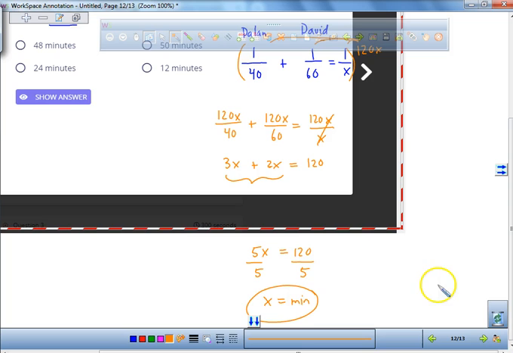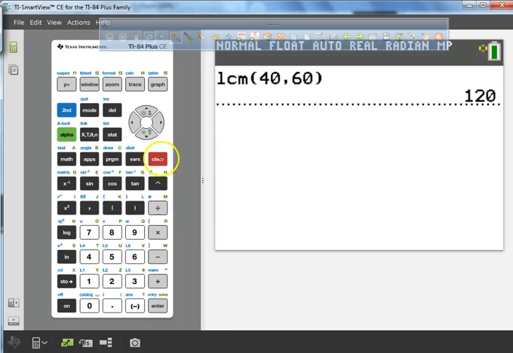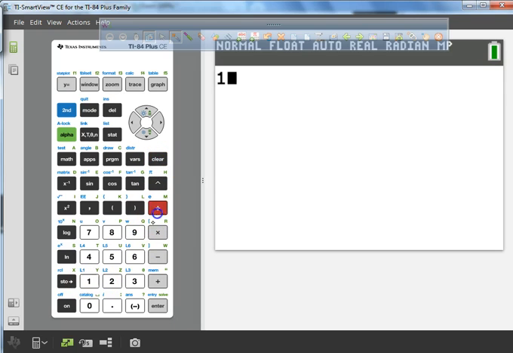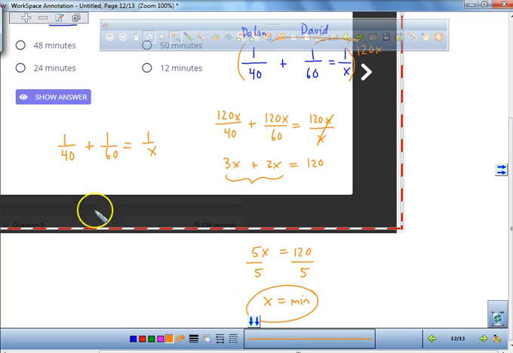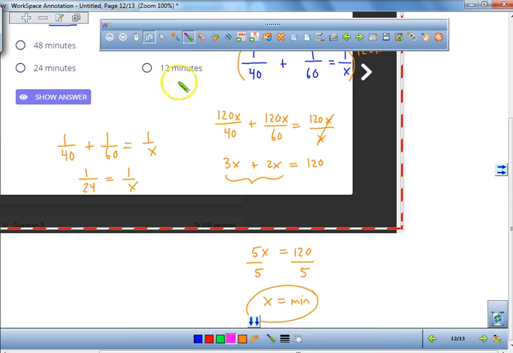So I said that I was going to show you two ways. Another way is to simply take 1 over 40 and add 1 over 60, put it equal to 1 over x, and do it in the calculator. We do 1 divided by 40 plus 1 divided by 60. Press enter, hit the math button, press enter twice. You get 1 over 24. So I get 1 over 24 equals 1 over x. But I'm not going to tell you what x is equal to. That would just be too much.